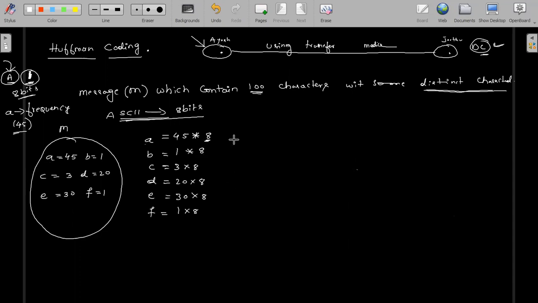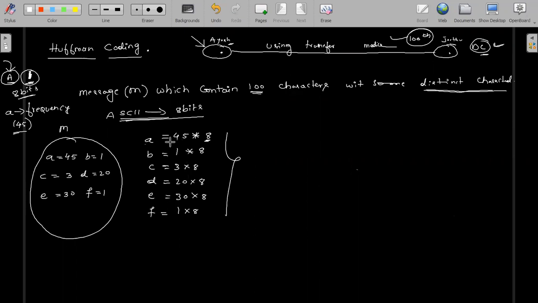Understanding? Total, how many bits are you providing for these characters A, B, C, D, E, F? Totally how many bits? Aish is sending a 100 character message to Jitu. I don't know what that message is, don't ask me. The 100 characters contain distinct characters A, B, C, D, E, F, repeating with these frequencies, and A is running 45 times.